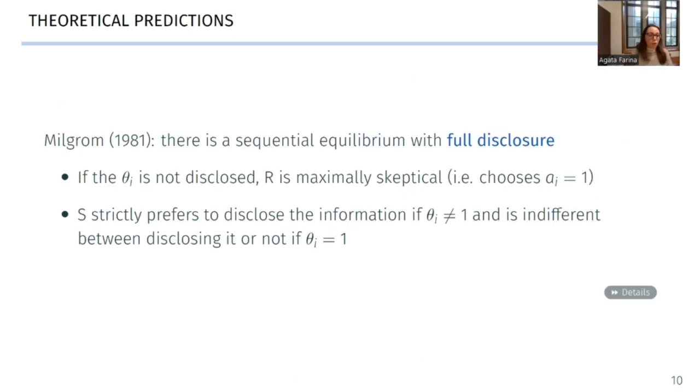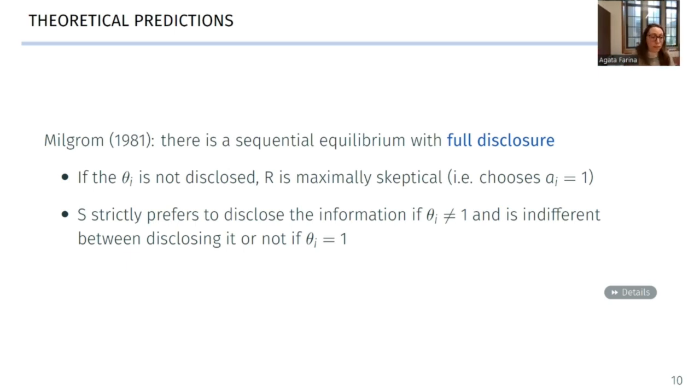Okay, so let me just tell you what the theoretical predictions are. The same argument as Milgrom 1981 allows us to conclude that there is always a sequential equilibrium with full disclosure. The reasoning to get to this equilibrium is the same unraveling idea that I gave you in the introduction. And so the outcome of the game will make the receiver maximally skeptical about undisclosed information. It doesn't matter whether it comes from complete withholding of the information or partial disclosure, and it will push the receiver to be maximally skeptical about it, so to take the lowest possible action.